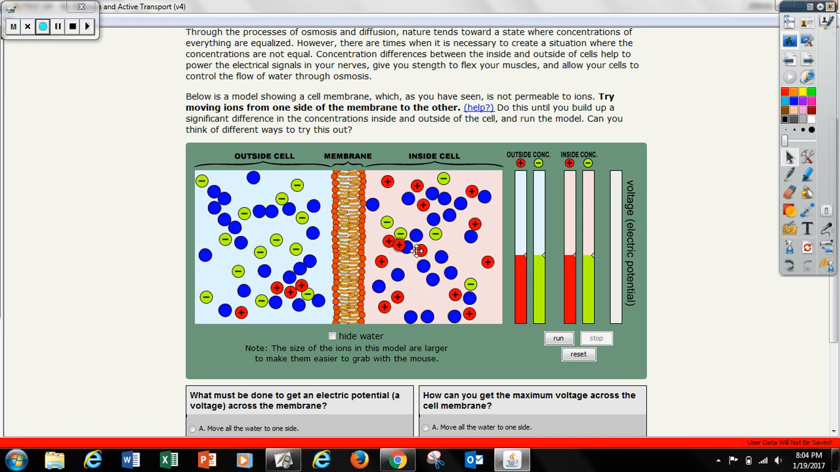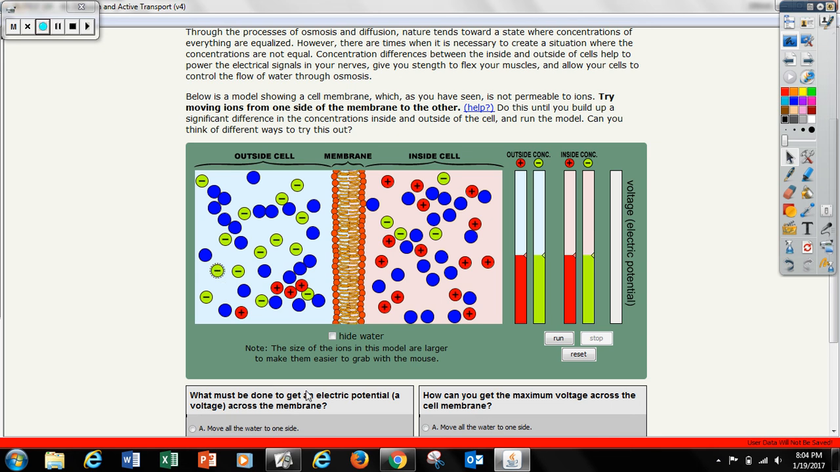By the way, most of the place you get your ions is in the foods you eat, in the salts in the foods you eat. A lot of the time that's sodium chloride. But actually in chemistry, any compound that's ionic is known as a salt.